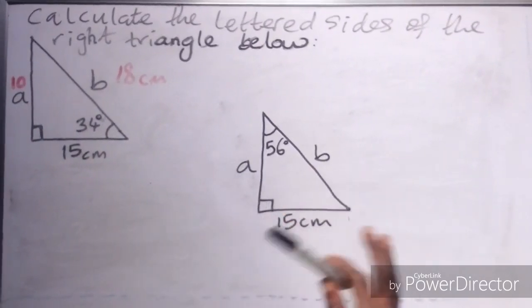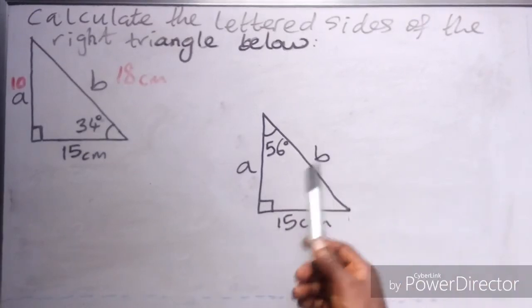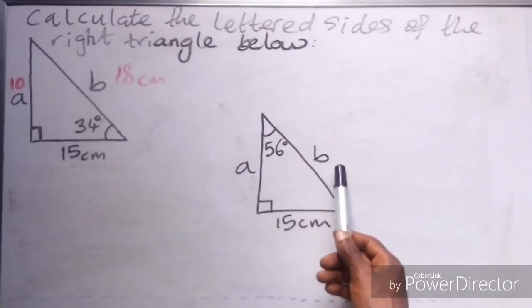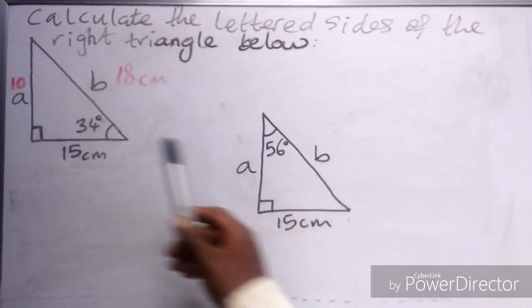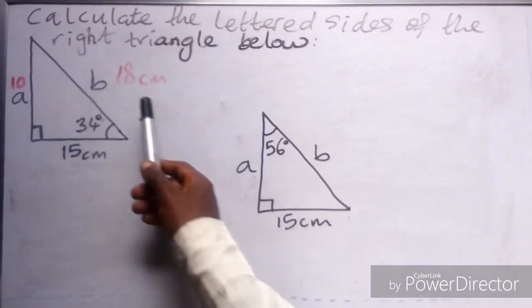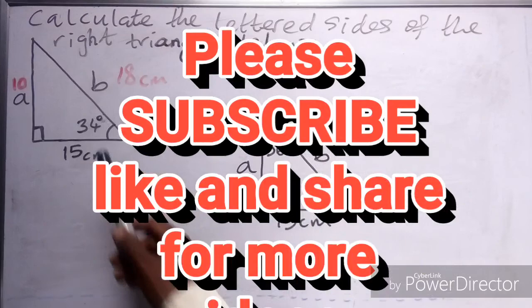So you use any of the three trigonometric ratios to calculate A and B. And your answer will also be 10 centimeters for A and 18 centimeters for B. Good luck.